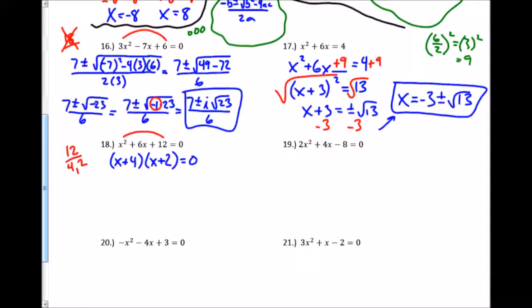And now I just set each factor equal to 0. And look at how much easier this is than any of my other methods. I subtract a 4 from each side, and I find out that x equals a negative 4. Here I subtract a 2 from each side, and I find out that x equals a negative 2.